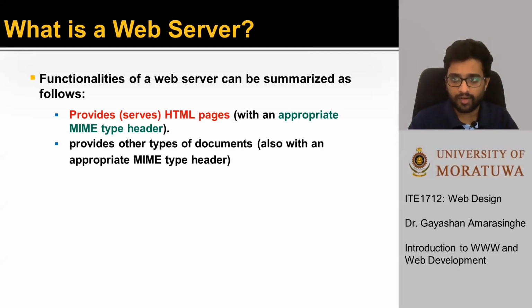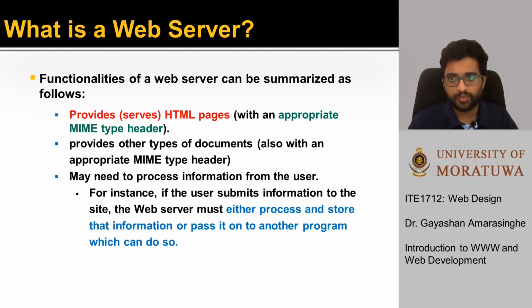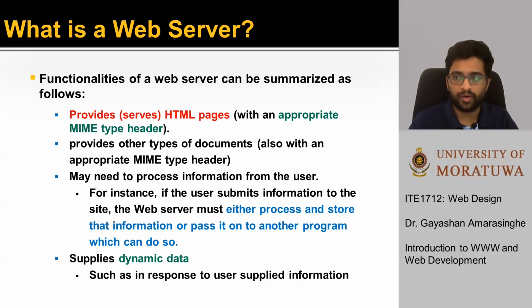If the application requires, a web server can provide other types of documents as well, not only HTML pages. And a web server may also process information provided by a user. Based on the supplied information, the server may provide an appropriate response. We call this dynamic data. That means depending on the request, the server may provide an appropriate response, which can change based on the request itself.